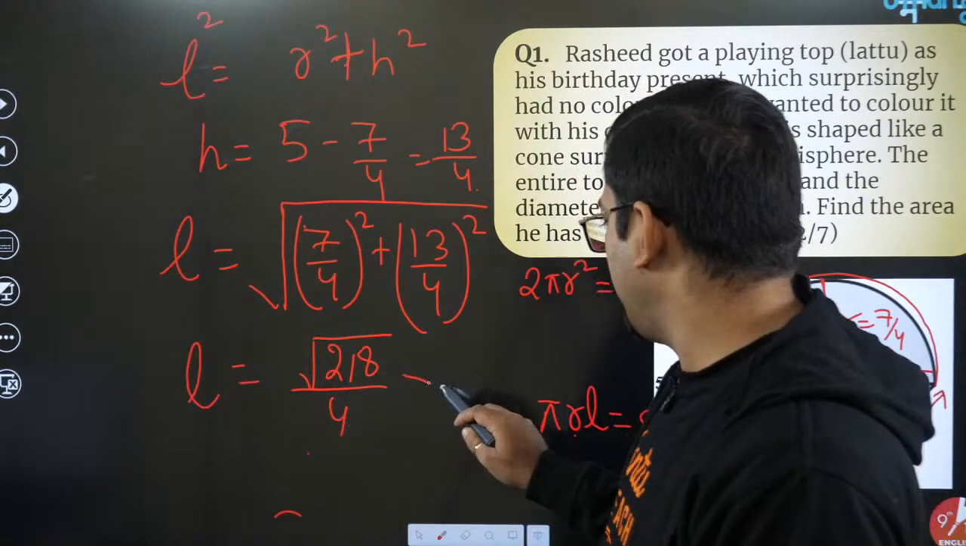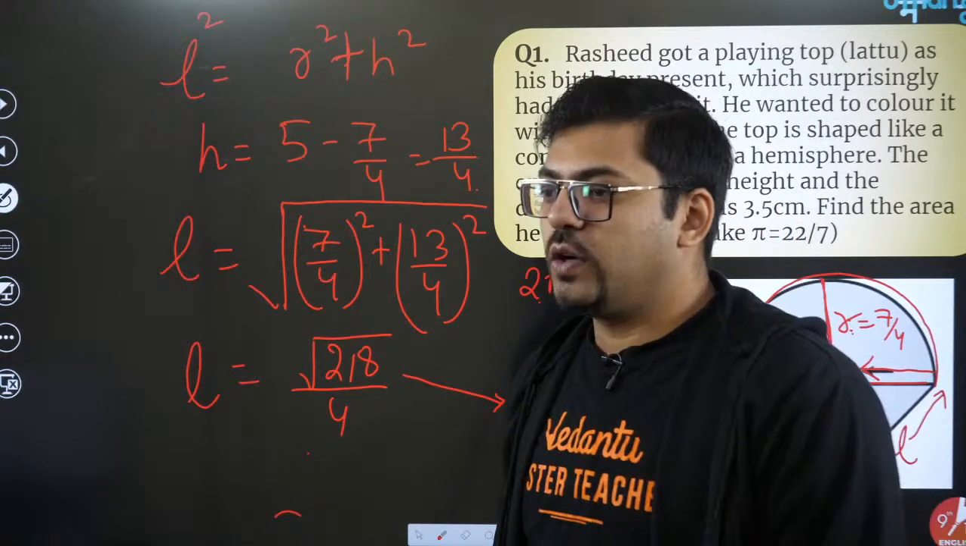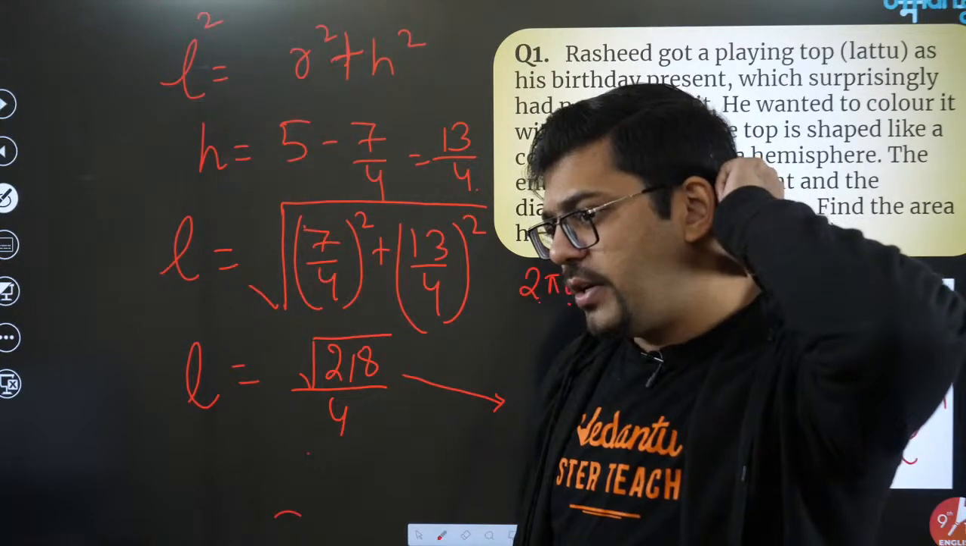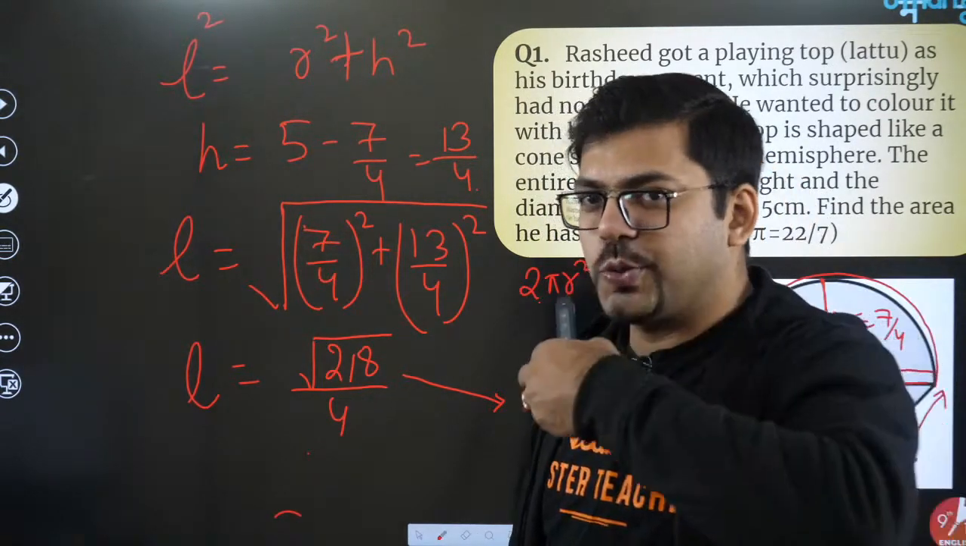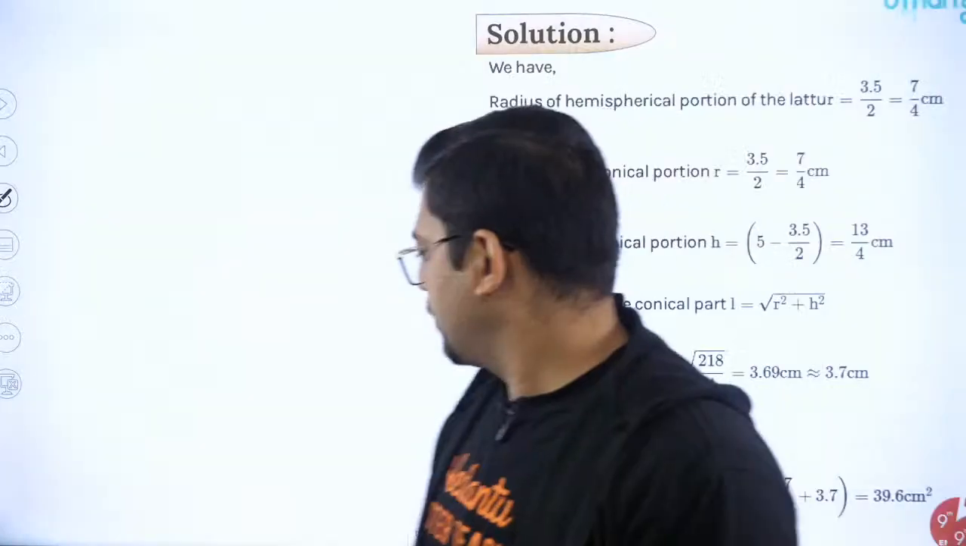You have to put this value of L here. R is already known to you, 2 pi R square, and then you have to solve it. Would you be able to solve this? Come on, tell me yes or no. I would request you to kindly concentrate here. Would you all be able to solve this?